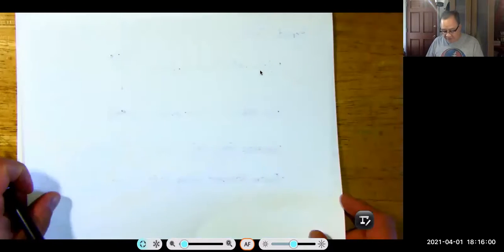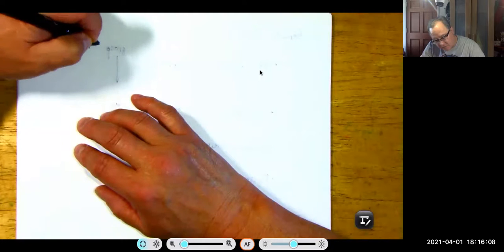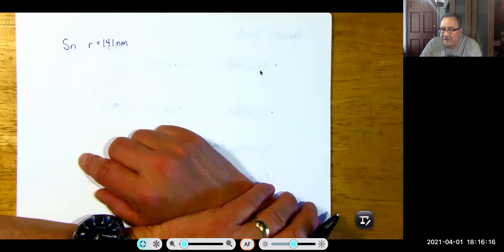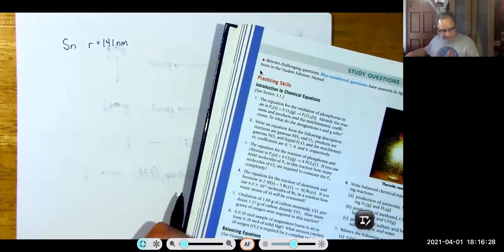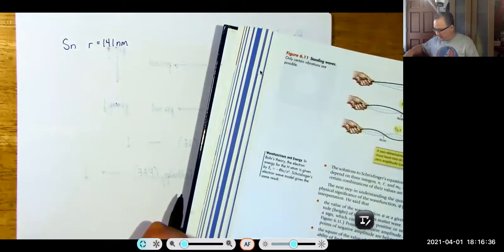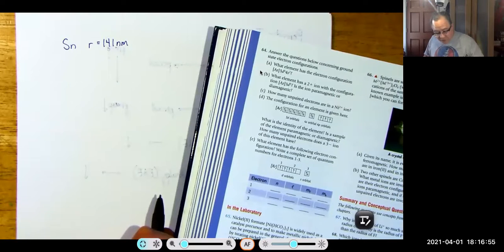All right. So let's look at the radius first. So when we draw an atom like tin, they say that the radius is 141 nanometers. Or is it picometers? I think it's nanometers. I should look it up, huh? Is it in the book? Yeah, it's in one of the problems in the book. Just to make sure that we have it correct, I'm going to look it up. It's problem 72. It's 141 picometers.